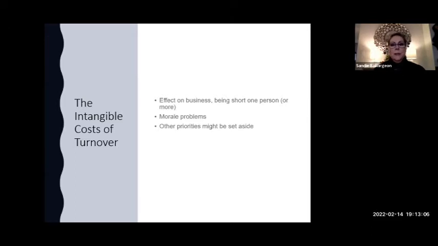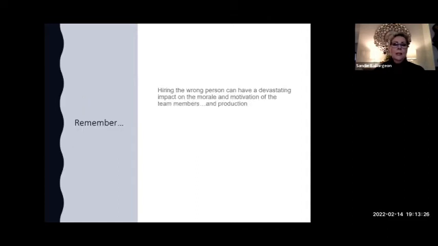Other priorities might be set aside. For example, if you are busy at the front desk and the focus is on trying to maintain the schedule, there could be other things that are lagging behind, like your accounts receivable. You get overworked and tired employees, and that altogether is lost potential. So remember that hiring the wrong person can have a devastating impact on the morale and the motivation of team members, as well as production.